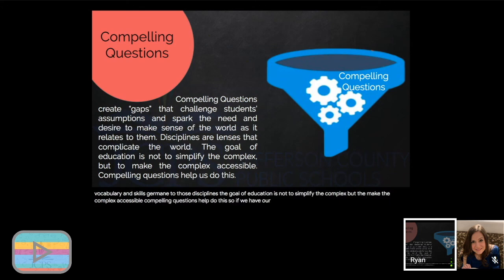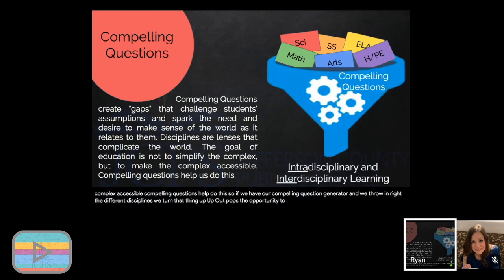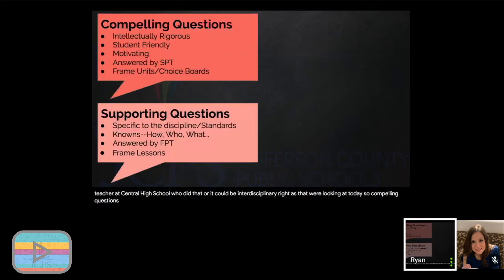If we have our compelling question generator and we throw in the different disciplines, and we churn that up, out pops the opportunity to use compelling questions both intradisciplinary, so if you're wondering how you would use these questions inside of chemistry, we've got a teacher at Central High School who did that, or interdisciplinary, as we're looking at today. Compelling questions are intellectually rigorous. They are student-friendly. They are also motivating, again trying to create and manufacture some of those curiosity gaps.